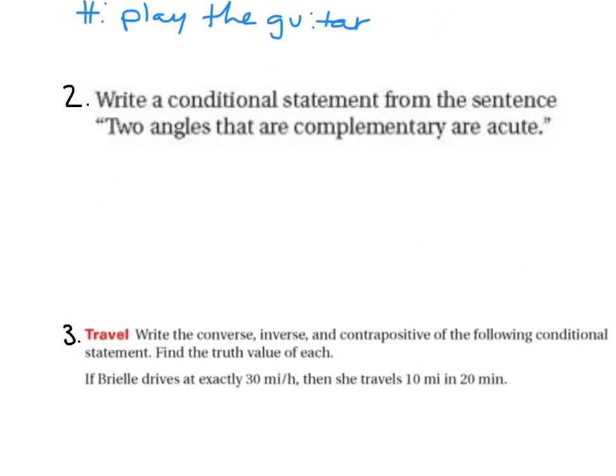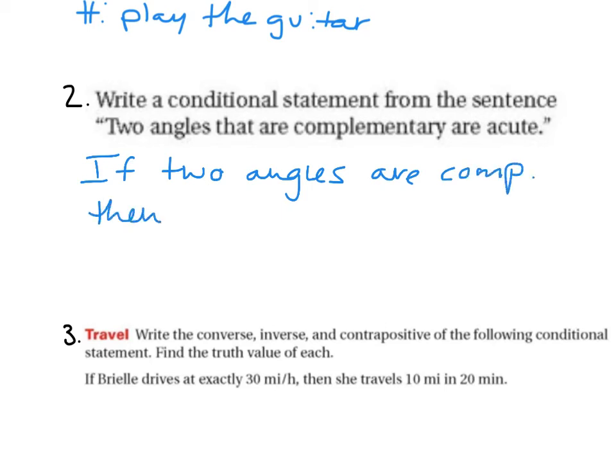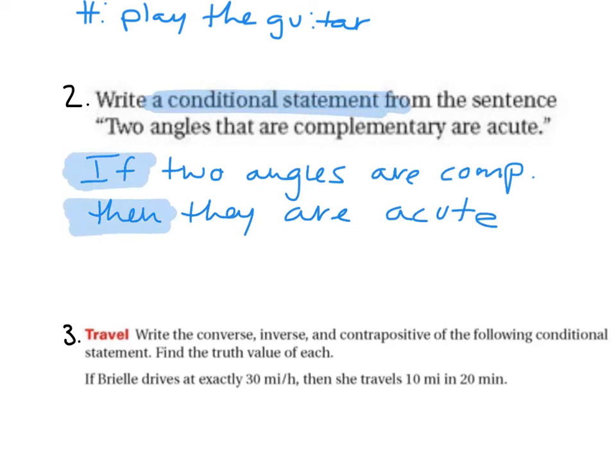So write a conditional statement from the sentence, 2 angles that are complementary are acute. How would we write the conditional statement? Casey. So if 2 angles are complementary, then they are acute. So when you're writing a conditional statement, it has to have an if and it has to have a then.